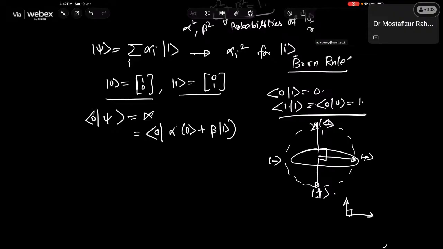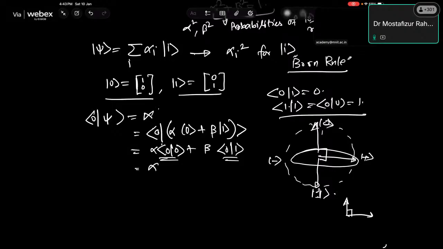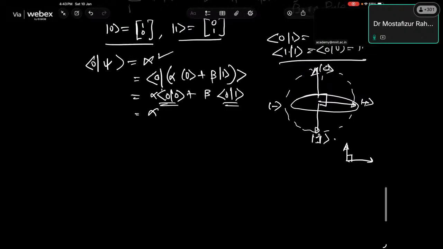Right. So if this is my state, then I'll be getting alpha |0> plus beta |1>. So this will be 0 and this will be 1. So it is alpha, right? Similarly, if I do my measurement in the 1 basis, I'll be getting beta. And if I take the square of that, I'll be getting the probability of that particular state, right?